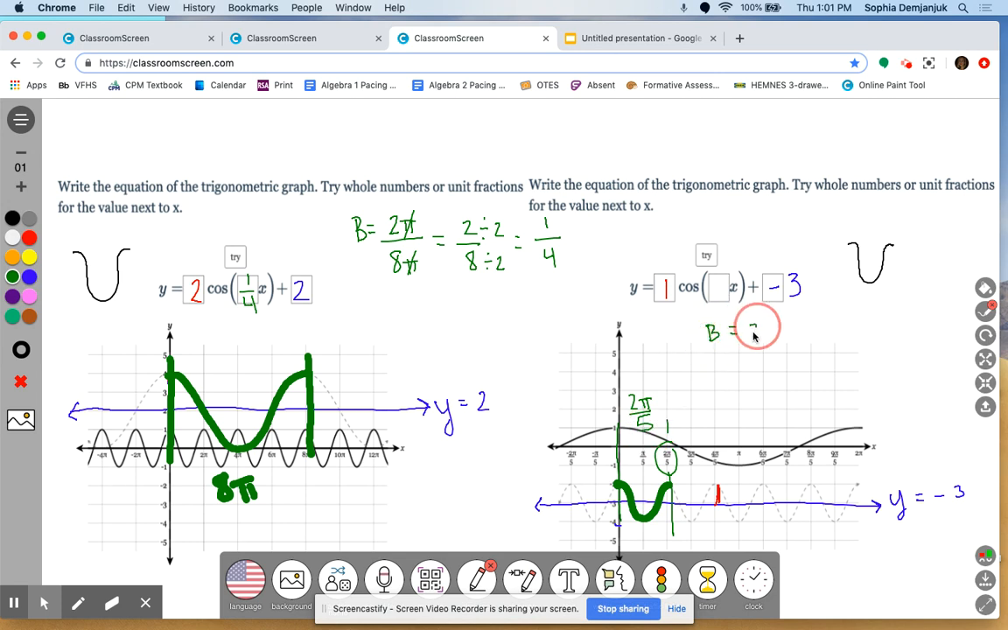b equals 2 pi divided by 2 pi over 5. 2 pi is really 2 pi over 1. We want to keep, change, flip. So keep the first fraction, change the division to a multiplication sign, flip the second fraction. I have 2 pi on the top and bottom. 5 over 1 is really 5. So I put 5 in for my b in the equation.